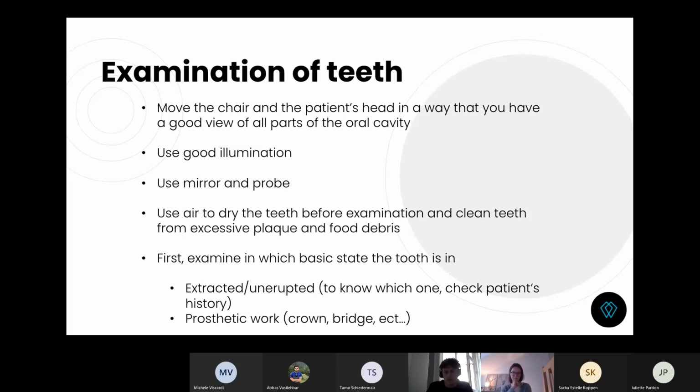Then you should, of course, say if there's some prosthetic work, like a crown or bridge, or a root canal inlay, stuff like this. Next slide.